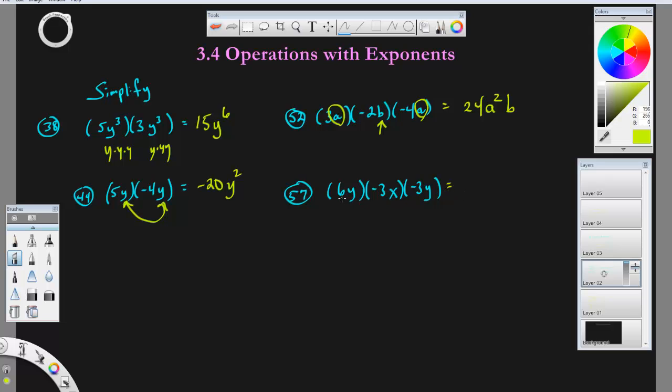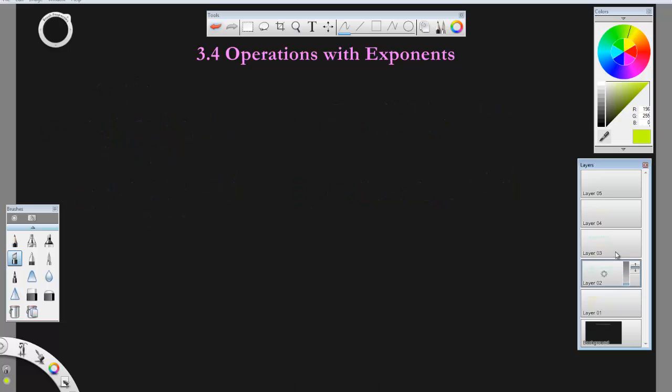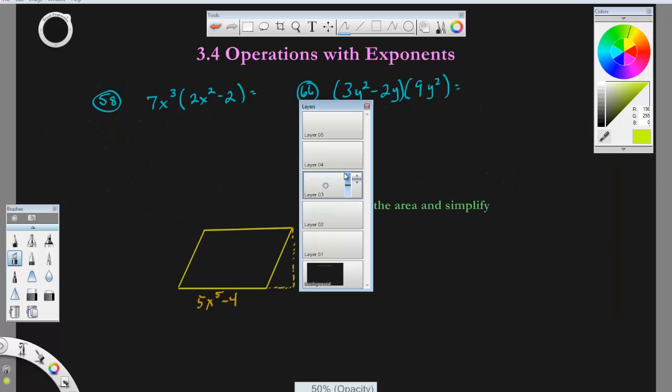That's going to be 6 times negative 3 times negative 3. That's going to be a positive. That would be 54, because that's 9 times 6. And then the argument is, do you do y squared x or xy squared? Well, when in doubt, put it in alphabetical order. So x, and then I have 2y, so it'd be y squared.